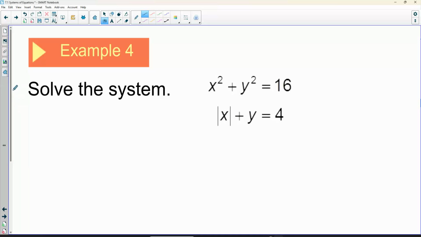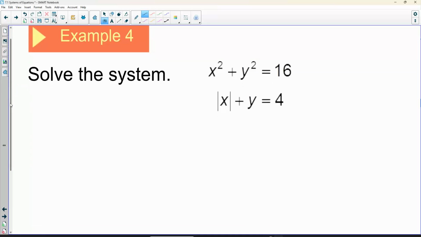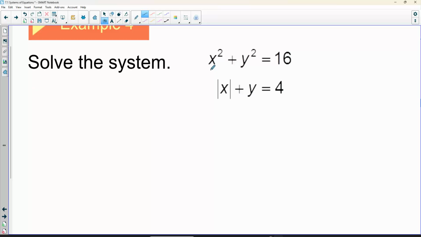All right. Elimination is probably not going to work because I don't have the same powers. You know, we have x squared and y squared down here. It's absolute value of x and y. What I would recommend is solve for the absolute value of x. What does absolute value do?